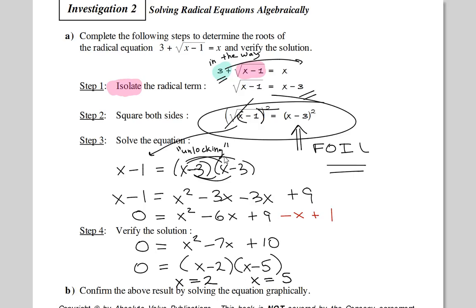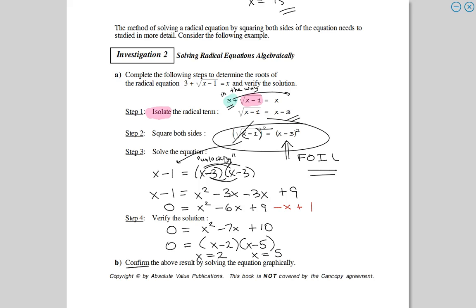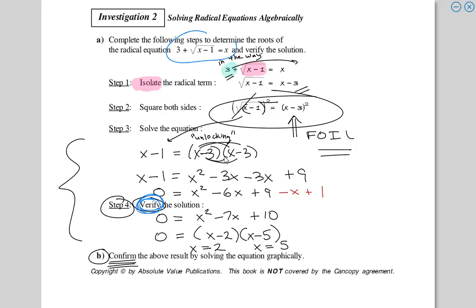Okay. Now we have to check. It says confirm and verify. That's step. So our step 3 was long. Now we're going to do step 4 and verify. Part B, if you want to use technology to double check, that's cool too. But I'll switch colors for the verify. We're going to verify in blue. The original equation's up here. So let's plug in 2 and see what we get.